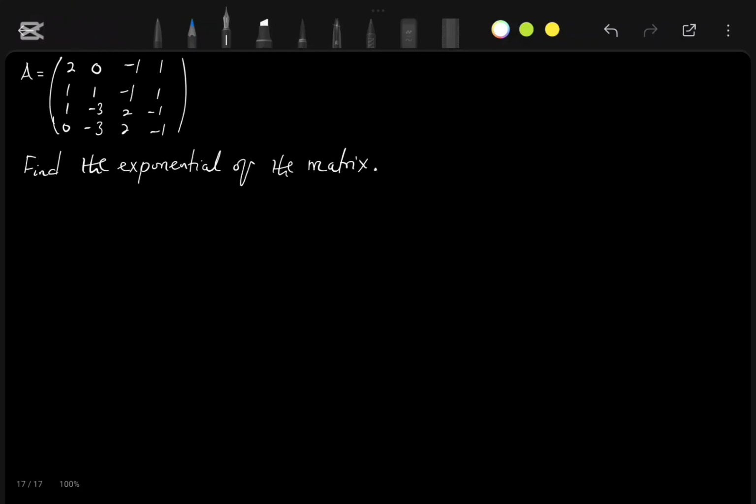In this video, we will take a look at a 4x4 system. We are asked to find the exponential of the matrix. So, we start by finding our eigenvalues. So the first thing you have to do is to find our eigenvalues.